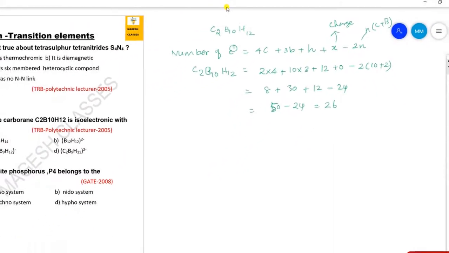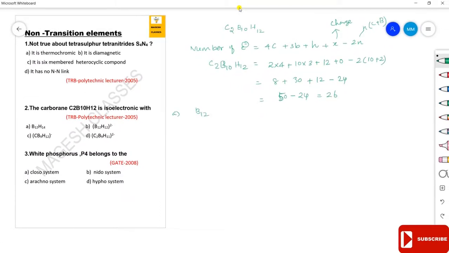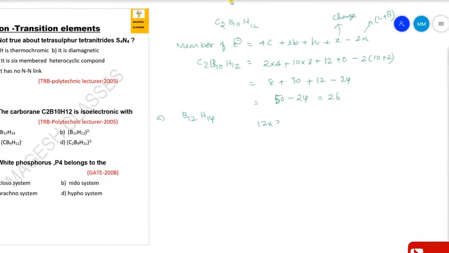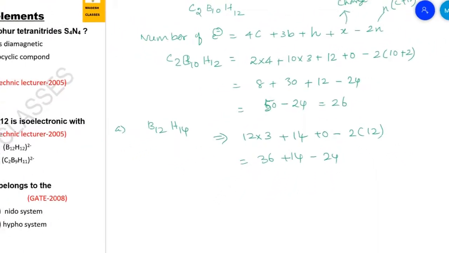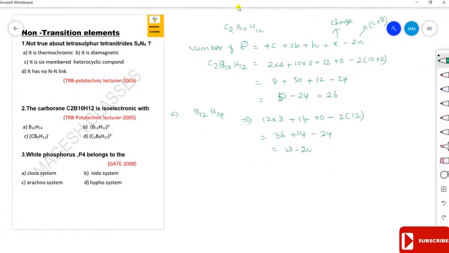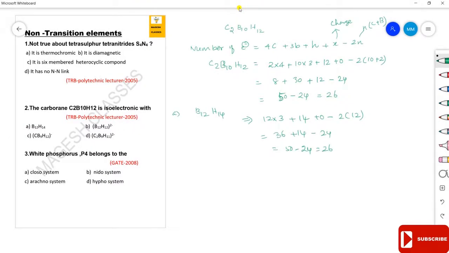And given option A is B12H14. So the number of electrons: carbon is not present, so only boron. So 12 into 3 plus hydrogen 14 and no charge, minus 2 into 12, as there is no carbon. So this is equal to 36 plus 14 minus 24. So this is equal to 50 minus 24, which is 26. So option A is correct.